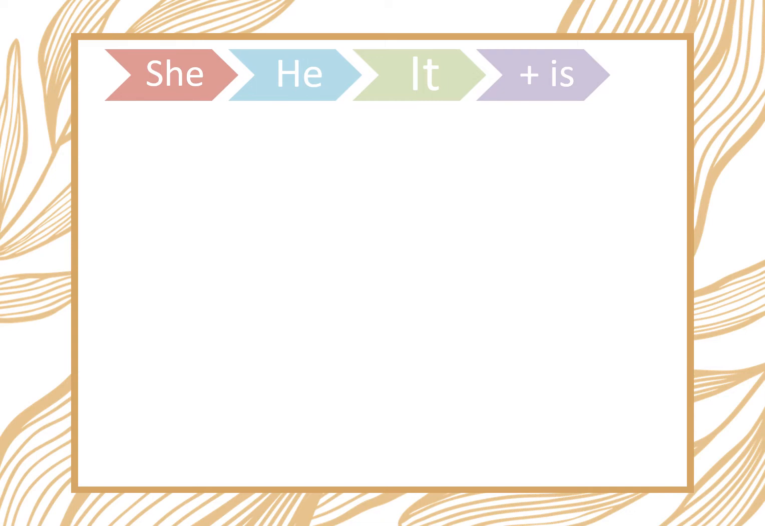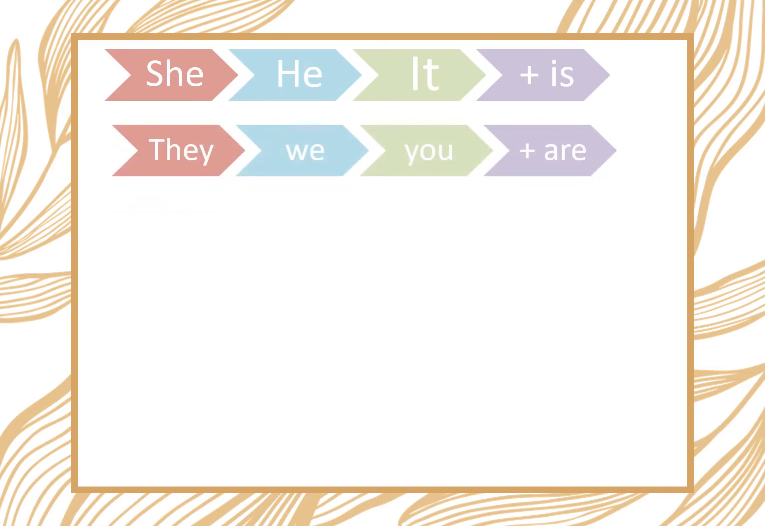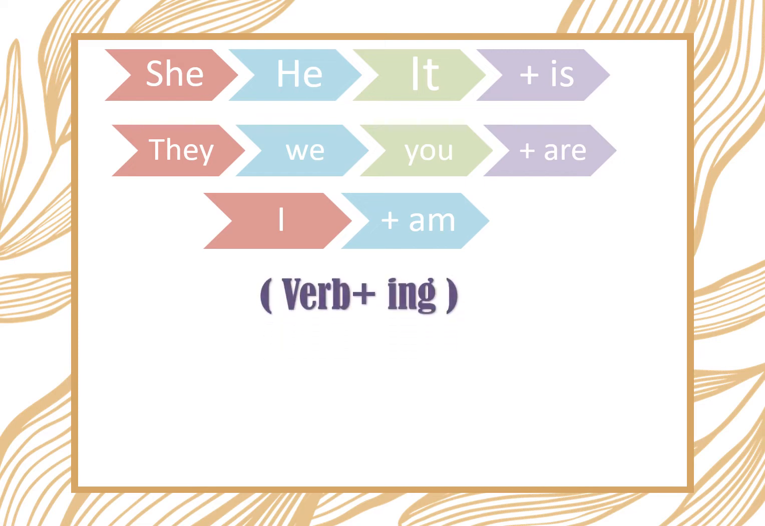Here we have the pronouns she, he, it with is. They, we, you with are. I with am. And then the verb with ing. Again, she, he, and it with is and the verb with ing. They, we, you with are, then the verb with ing. I am with the verb and ing. We will have more examples to explain it so it is clear.